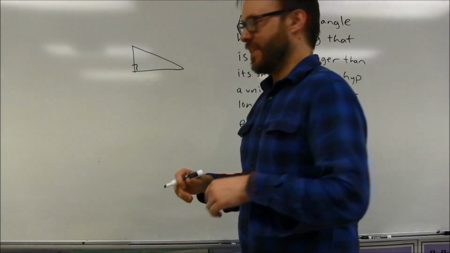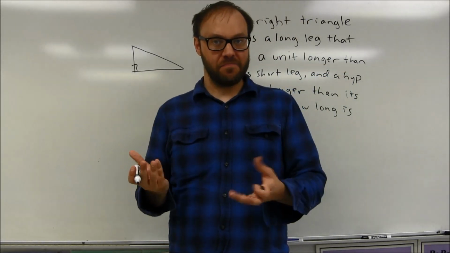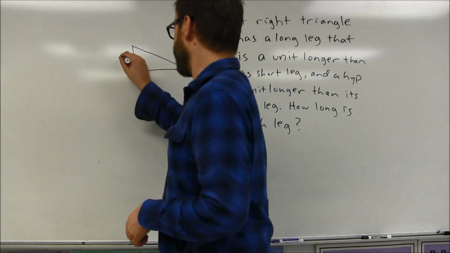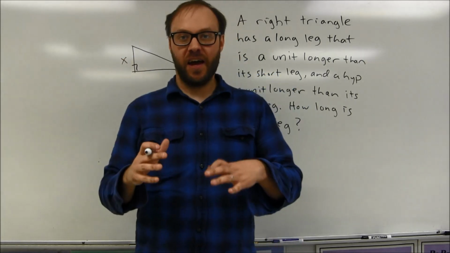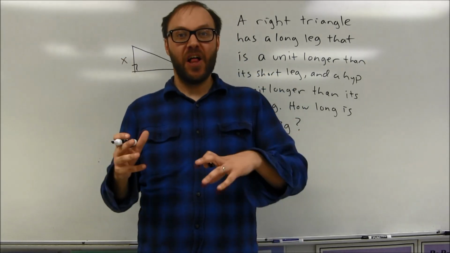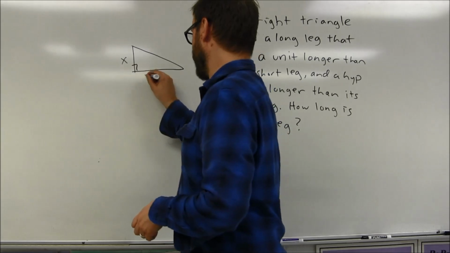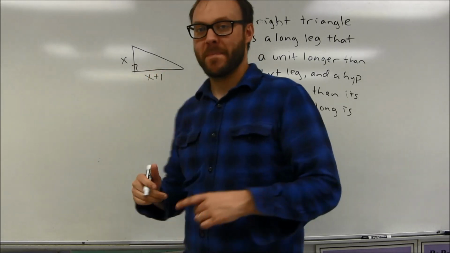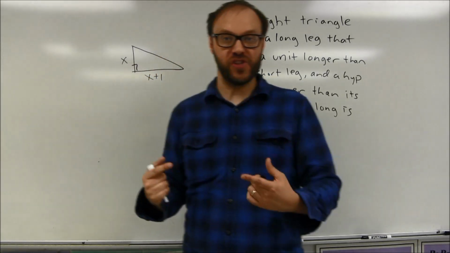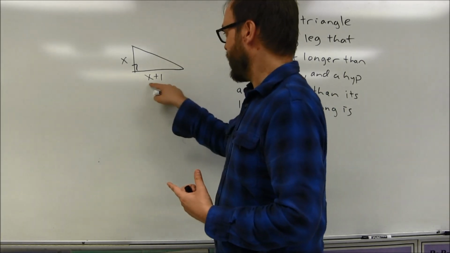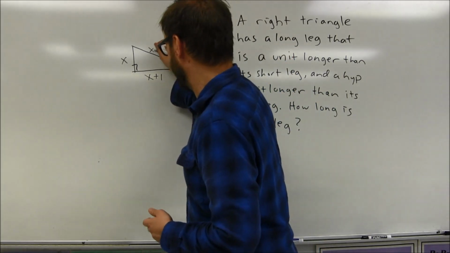So they say that one leg is a unit longer than the short leg. So maybe start out with the variable of x, representing the short leg. The long leg is 1 unit longer, so it's going to be x plus 1. The hypotenuse is 1 longer than that, which means it's going to be x plus 2.